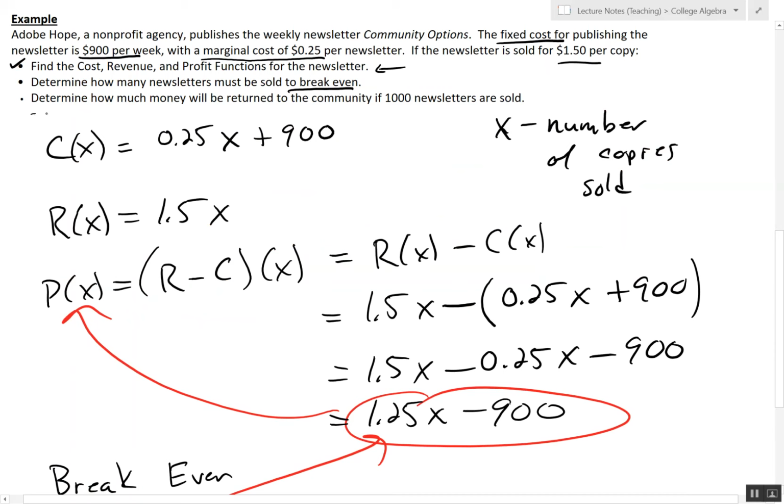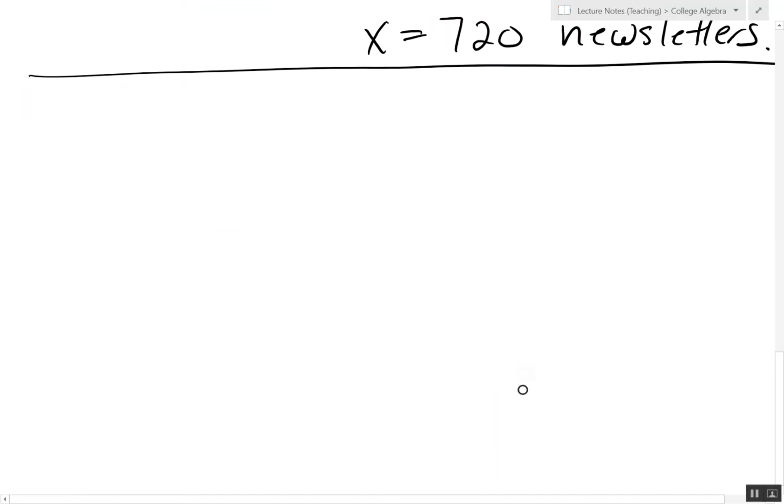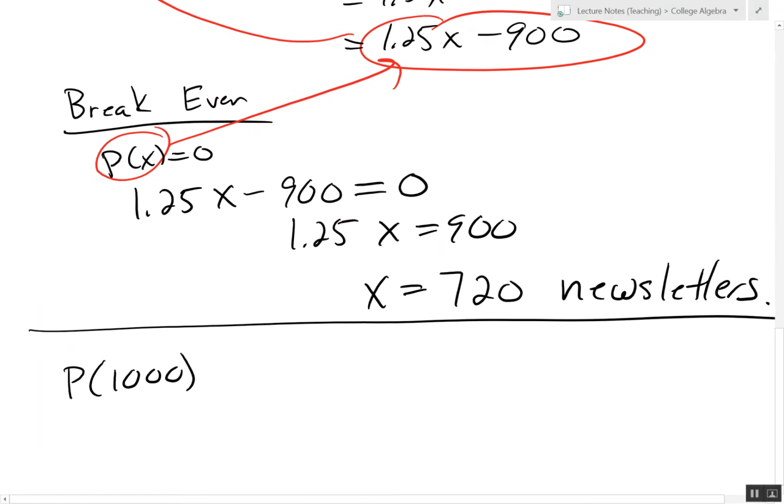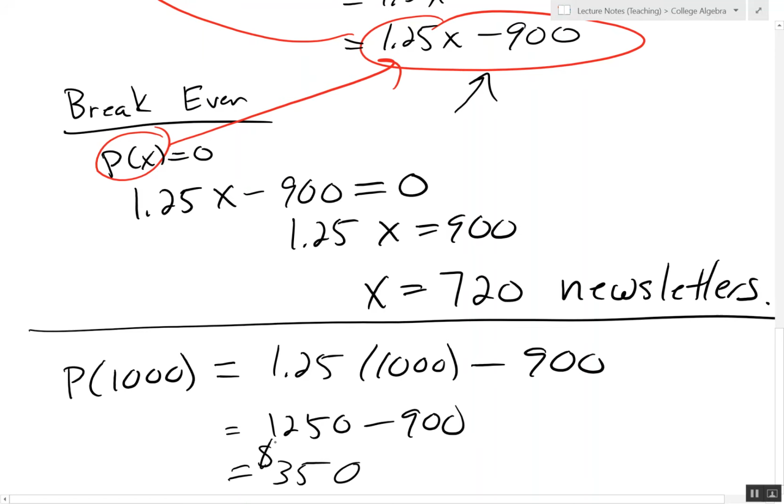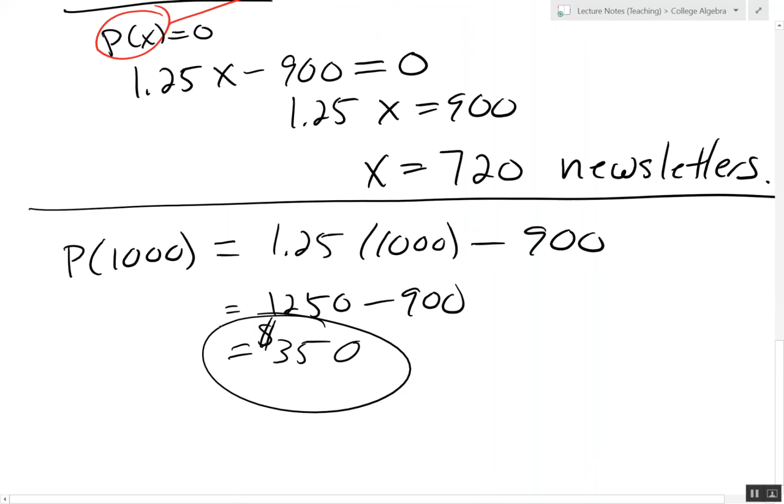Our last problem is we want to determine how much money will be returned to the community if 1,000 newsletters are sold. So we're actually just looking for P of 1,000. So remember, P of x was this formula right here. So we're going to have 1.25 times 1,000 minus 900. So 1.25 times 1,000, you move the decimal to the right 3 places, and we'll get 1,250. And we're going to subtract 900 from that, and we will get $350. So they made $350 in profit, so that's how much they can give back to the community.